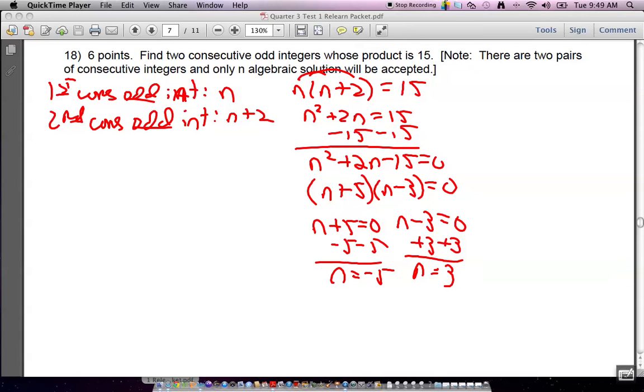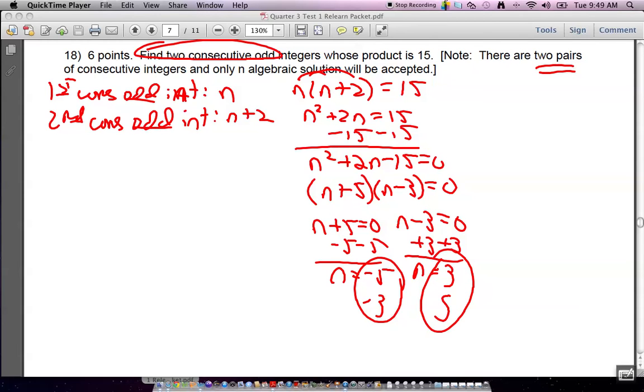Now, we're not done. A few people stopped at this point. It says here, first off, only algebra will be accepted, which is what we're doing here. But it says find two consecutive odd integers. So the other one here would be negative 3. Negative 5 go up 2, and then this would be 3 and 5. So this is one pair of answers. This is the other pair. Notice it does say there are two pairs of answers. All right, so that's number 18.